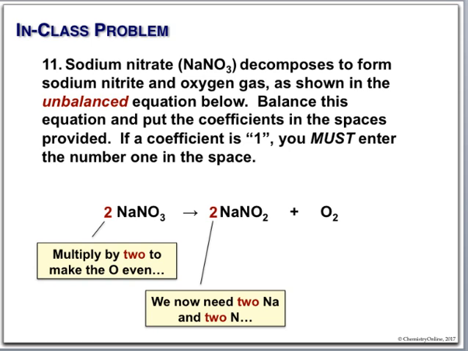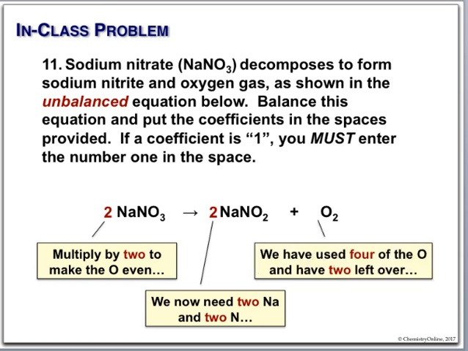And now let's see what damage we've done to the oxygen. We start off with 6 oxygens. Here we have 1, 2, 3, 4. And here we have 2 more. We used 4 of them here, have 2 left over.